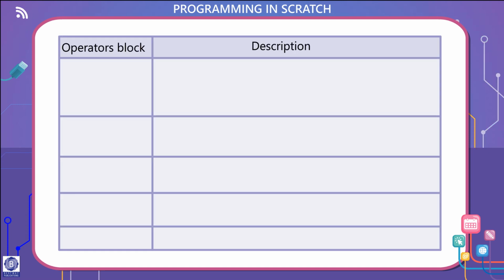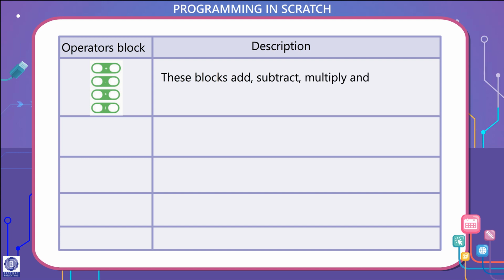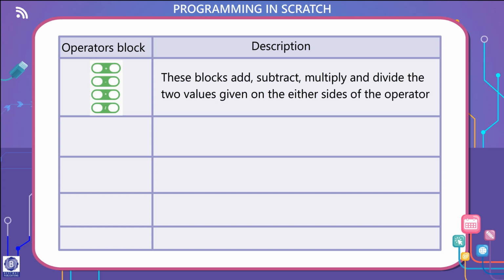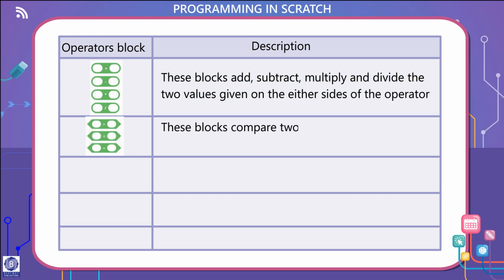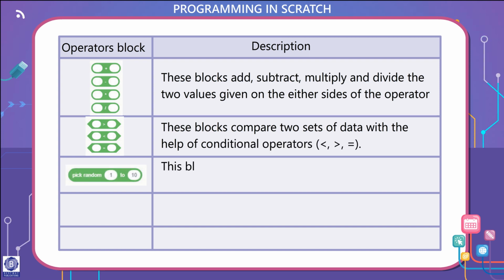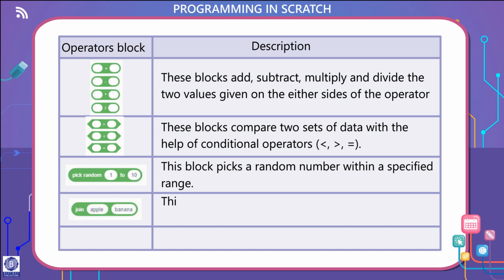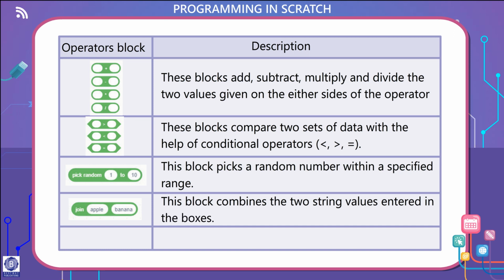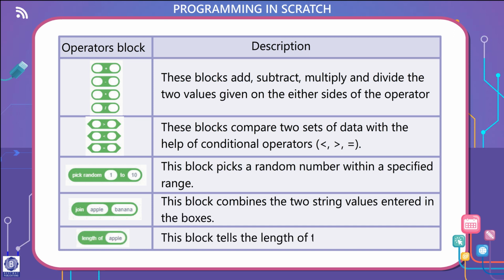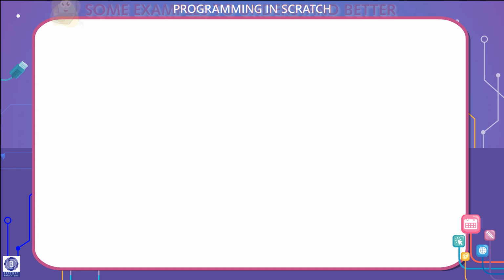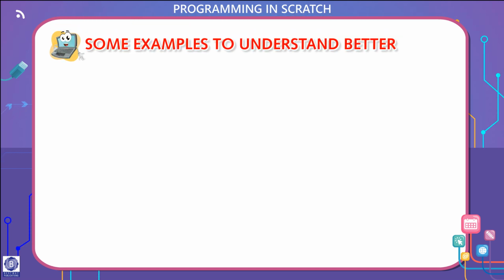Operators block. Description. These blocks add, subtract, multiply and divide the two values given on either side of the operator. These blocks compare two sets of data with the help of conditional operators. This block picks a random number within a specified range. This block combines the two string values entered in the boxes. This block tells the length of the specified string. Some examples to understand better.